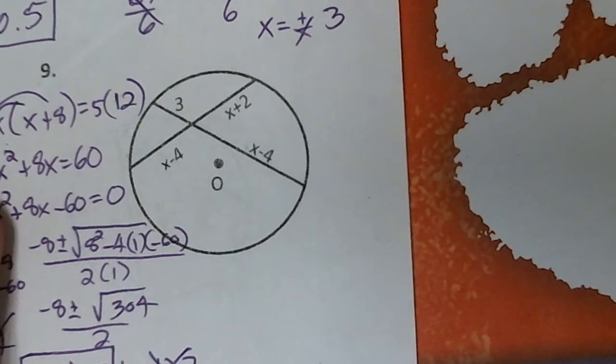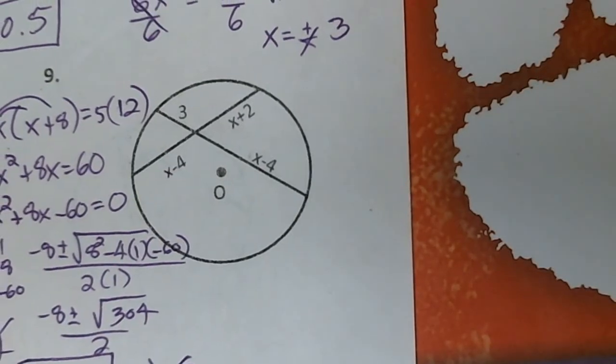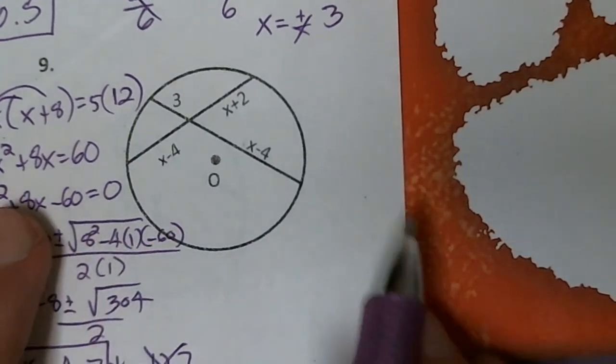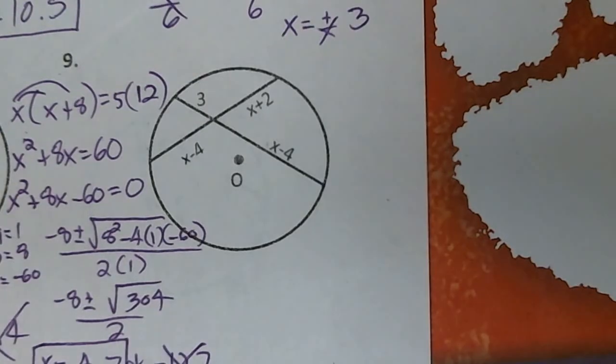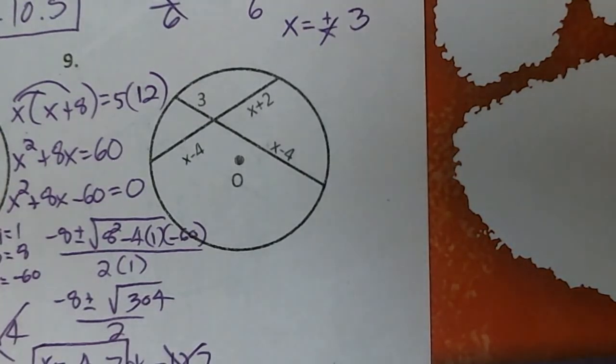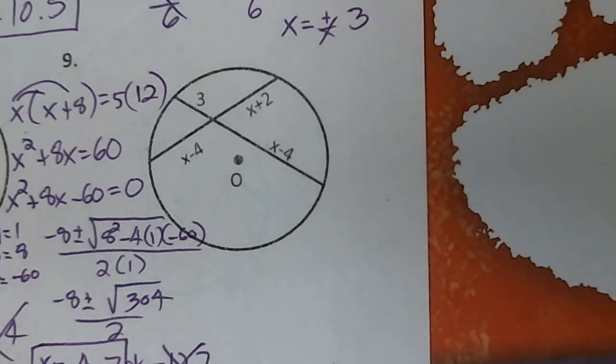Okay, you guys are going to love this last problem. You're going to have to write kind of small. I'm sorry, there's not a whole lot of room here. Last problem, what kind of problem is this? This is a PP problem, right? Part times part equals part times part.